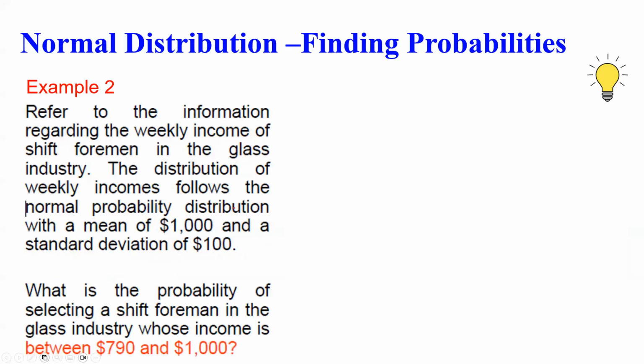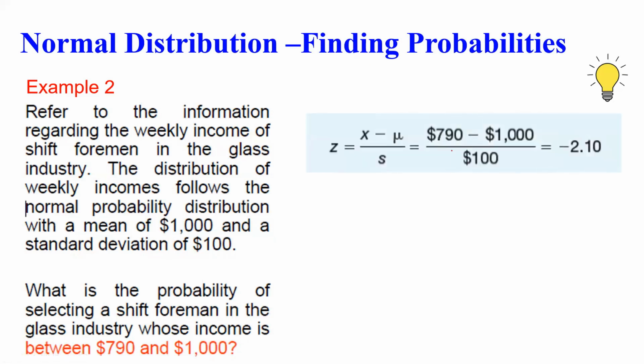Take a look at the second example. This follows the same questions. What is the probability of selecting a shift foreman in the glass industry whose income is between 790 and 1,000 thousand? You're going to do the same thing, so they look for that.